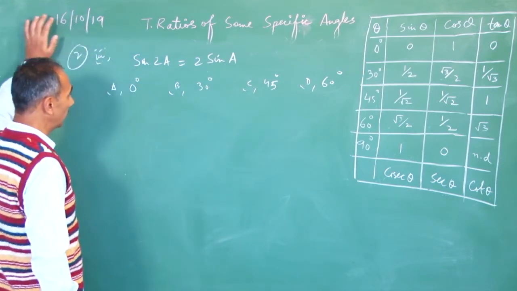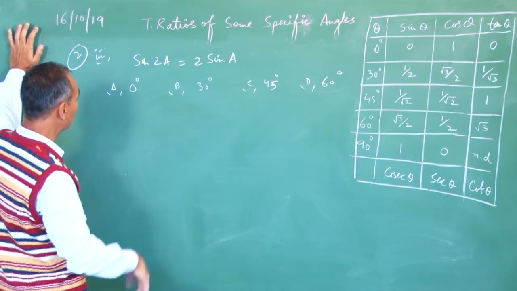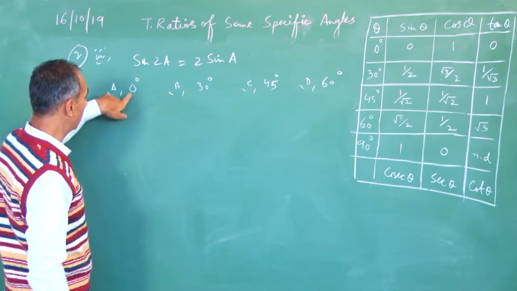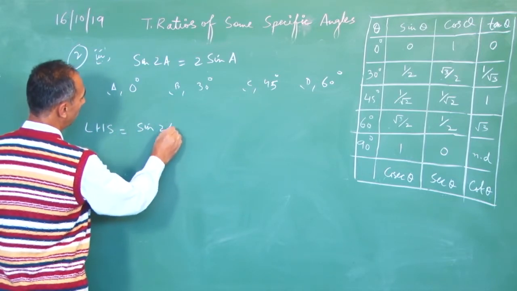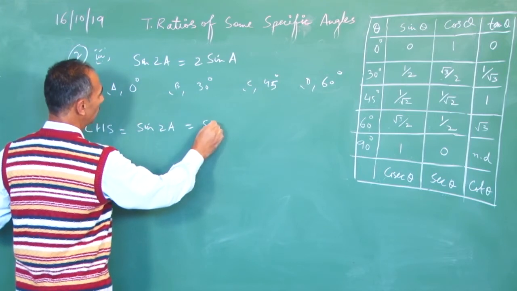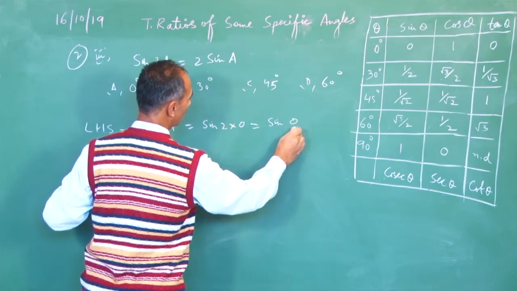You can do it by hit and trial. If you take the value of 0, the left hand side is sine of 2A. This is sine of 2 times A, A is 0, so this is sine of 0. That is 0.